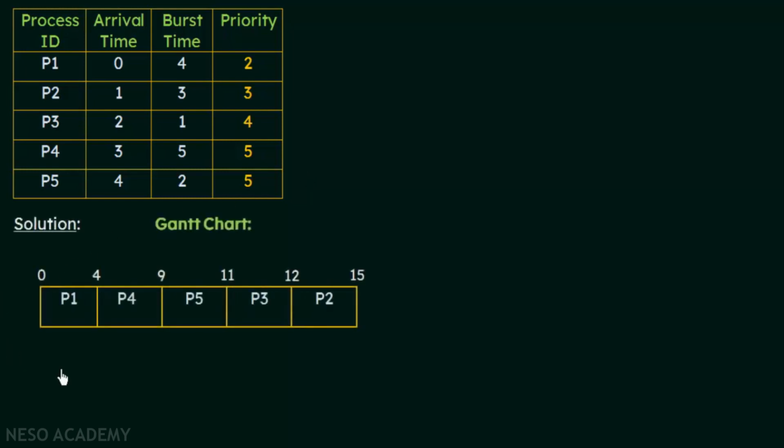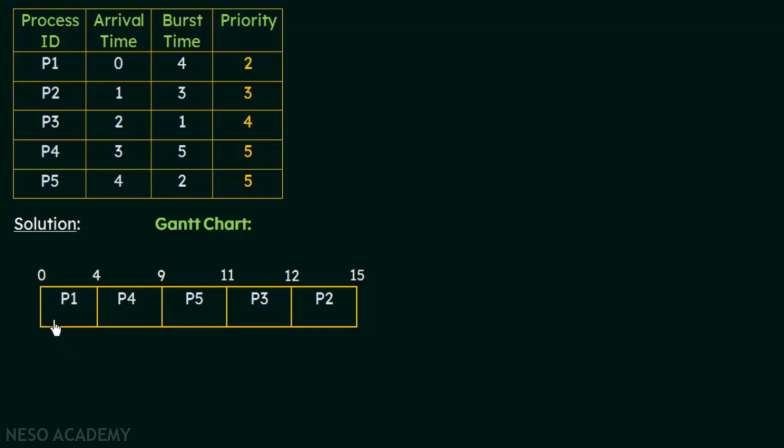So here is a Gantt chart for this set of processes P1 to P5. Let's see what happens. Let's see which is the first process that arrives. If you look at the table, we see that P1 arrives at time 0. So P1 is the first process to arrive. Since there were no processes at that time, and since P1 was the first one, it gets the CPU and begins its execution. And how long will P1 execute? It will execute for 4 milliseconds because that is the burst time of P1.